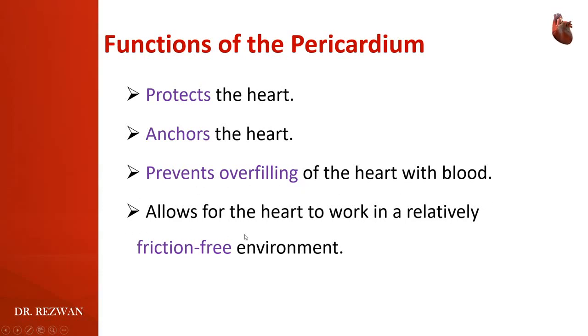Then it allows the heart to work in a relatively friction-free environment. Obviously, the heart is constantly dilating and constricting, so it needs a very smooth surface to do its functions. And pericardium, with the help of the pericardial cavity containing the pericardial fluid, allows a friction-free environment, so the heart can move very smoothly.